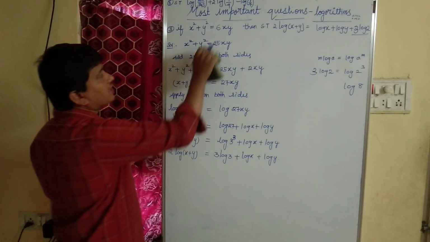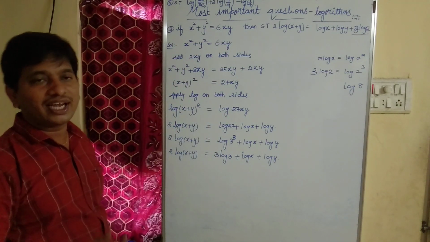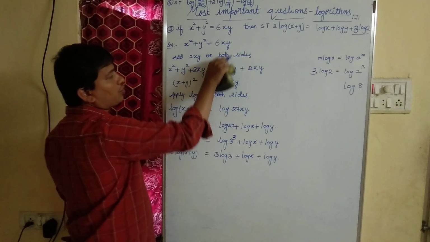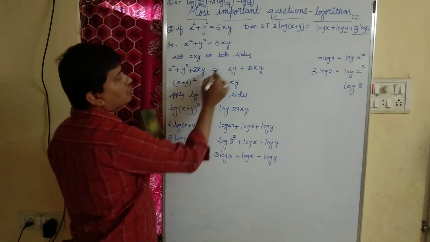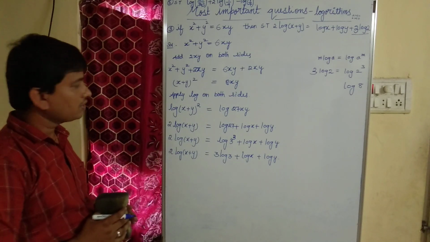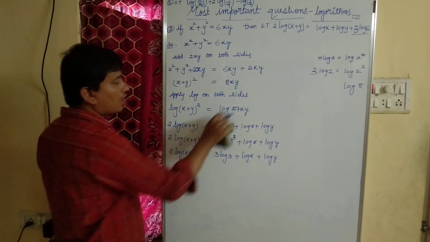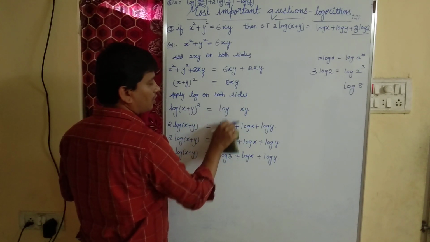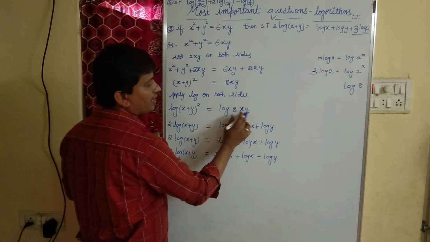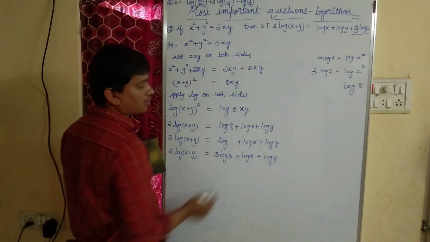So given question is x square plus y square equal to 6xy. How much if we add to 6, you will get 8. Obviously 2. So again add 2xy on both sides. So 6xy plus 2xy, 8xy. Again apply log on both sides. Log of (x plus y) whole square equal to log 8xy. Again which is in the form of log abc, log a plus log b plus log c.